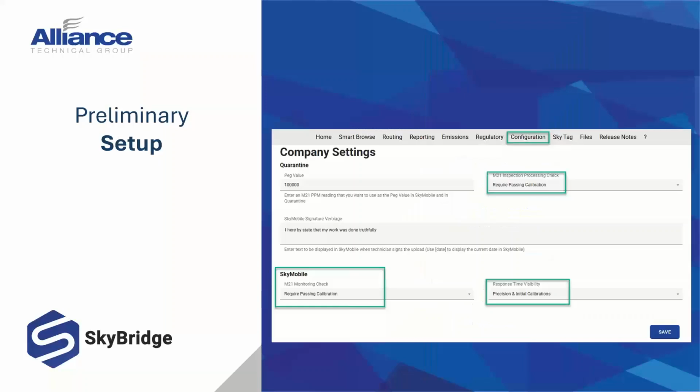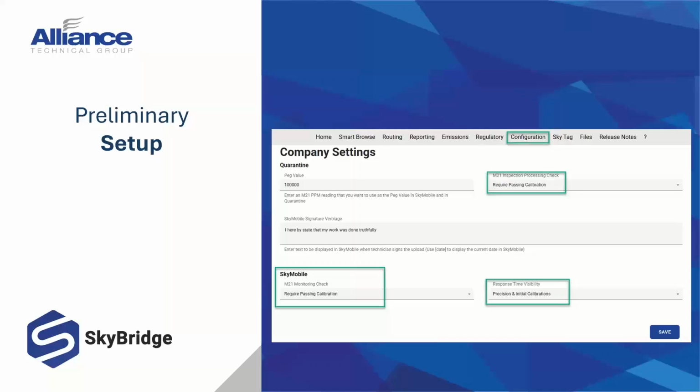So to set it up in SkyBridge, you're going to see under configuration is company settings, and also under smart browser is quarantine setup. So it's two, but it's the same form here. If you notice here under company settings, you still have peg value. That's been added here. It had its own table and also Sky Mobile signature verbiage.